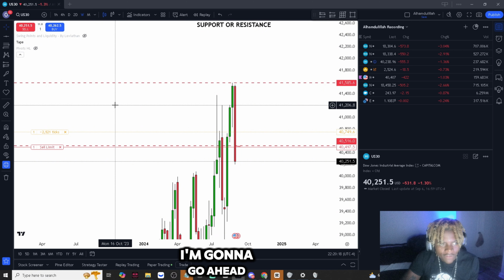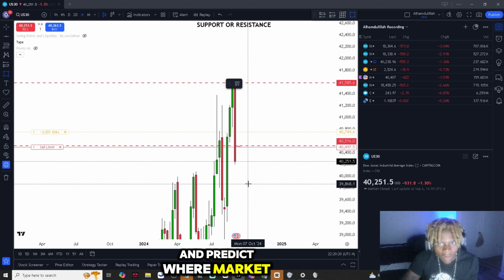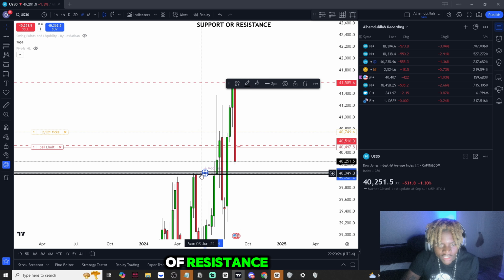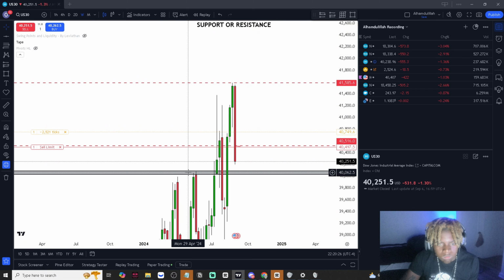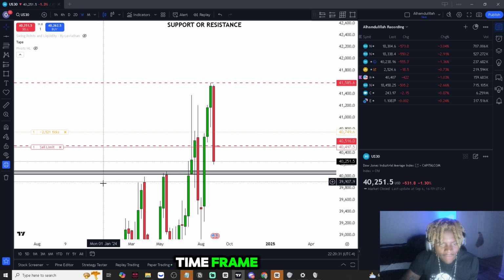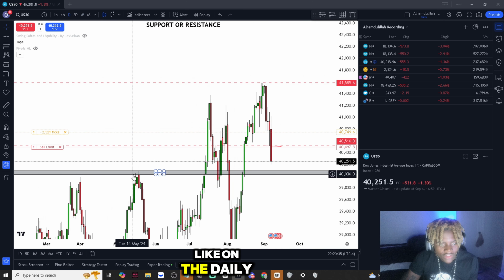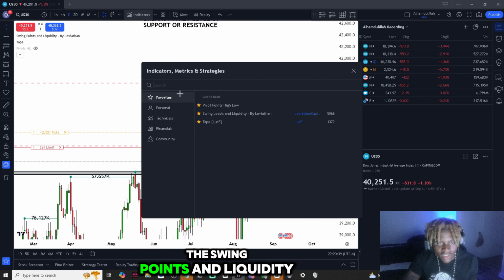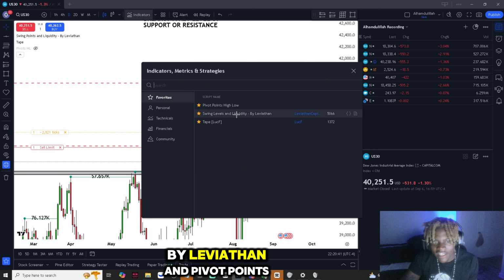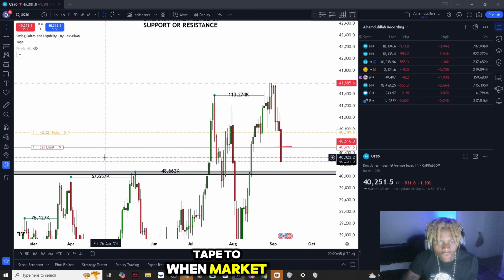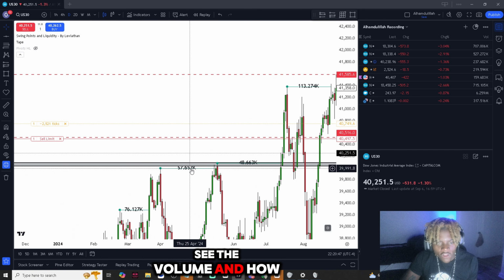So, for instance, if I'm going to try and predict where market might bounce up, I would mark out this zone of resistance over here on the weekly, see where price decides to create structure, and then scroll down to my smaller time frame and see what price action is looking like over there. So let me see what it's looking like on the daily. I see some very strong resistance. You can also use the swing points and liquidity by Leviathan and pivot points high and low indicators, as well as the tape when market is open, to see the volume and how it reacts.